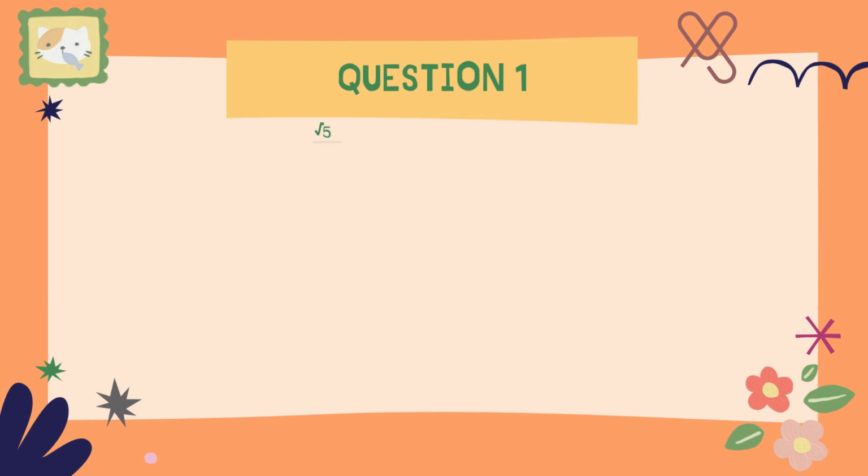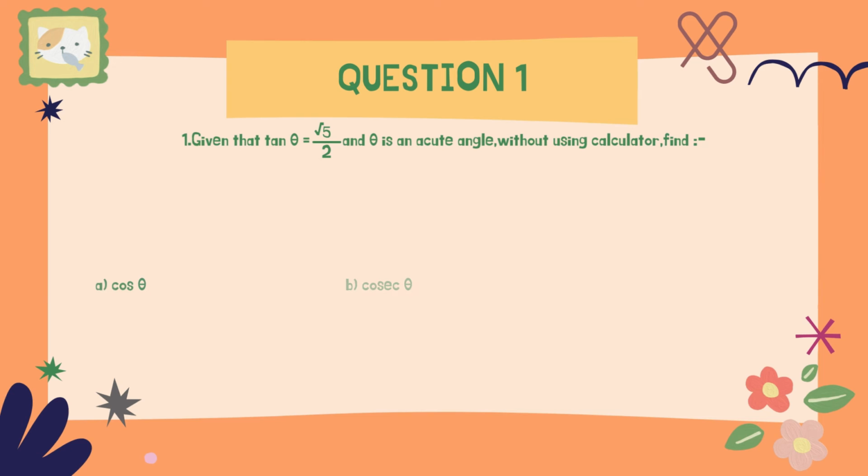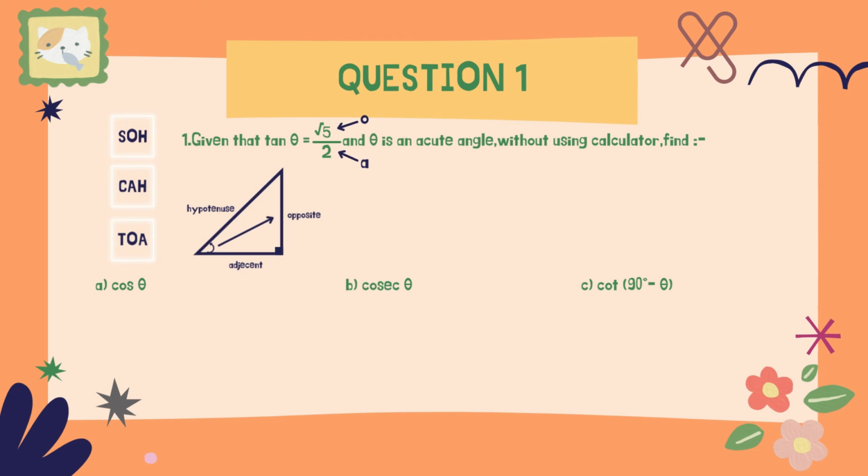Question 1. Given that tan theta equals square root of 5 over 2 and theta is an acute angle, without using a calculator, find cos theta, cosecant theta, and cot of 90 degrees minus theta. Firstly, we are going to find the hypotenuse using the Pythagorean theorem, so that we can apply it to the SOH CAH TOA formula later. So, h equals square root of, in brackets, square root of 5 to the power of 2 plus 2 to the power of 2, and h is equal to 3.